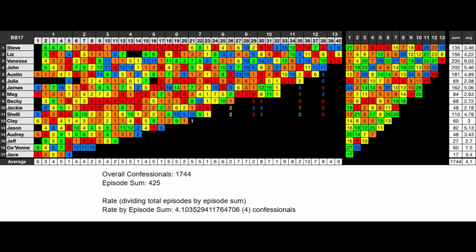On to Big Brother 17, which has 1,744 overall confessionals with a total episode sum of 425, causing for a rate by episode sum of 4.10, which is rounded down to 4 confessionals.